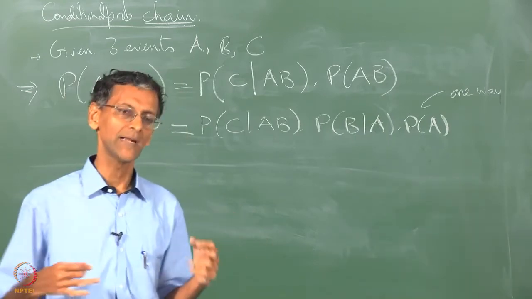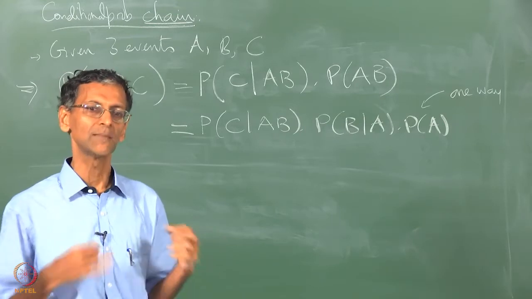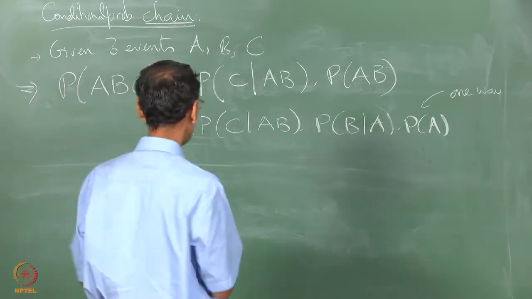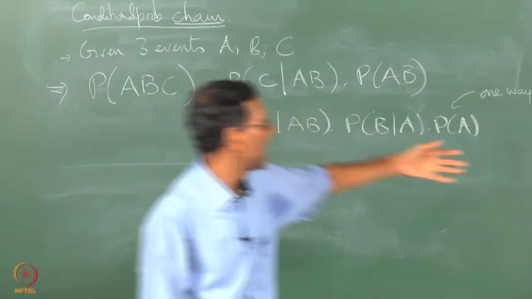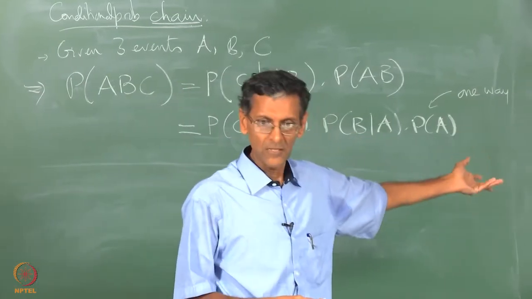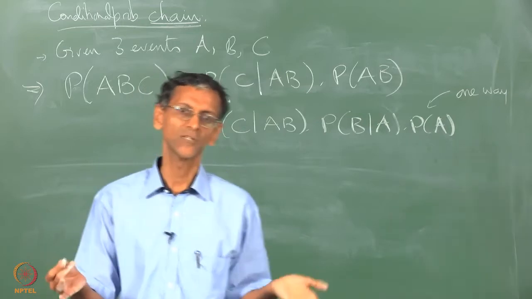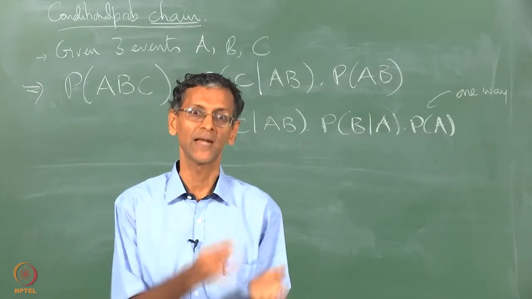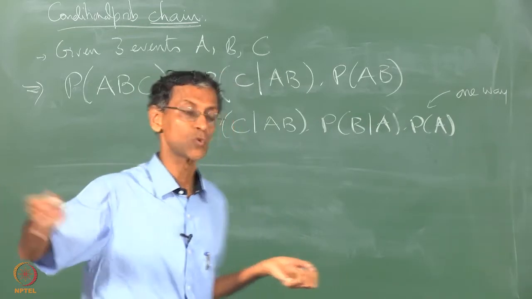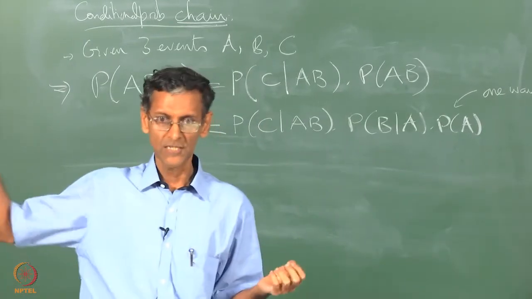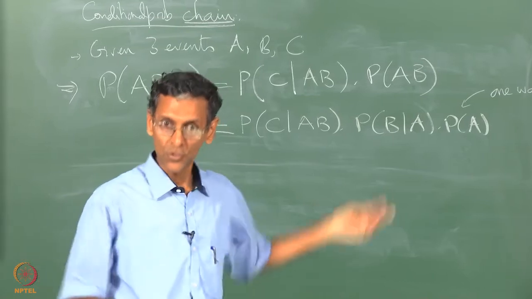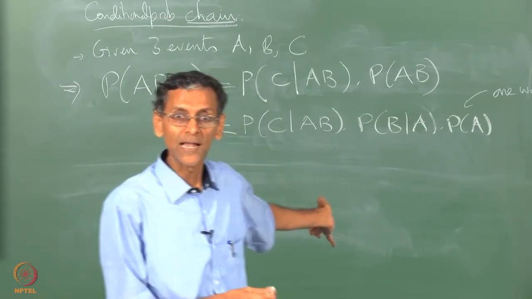This property becomes very important in the analysis of sequential events. In the discussion prior to this, we had only two-stage randomness. If you have more than two-stage randomness, like three successive things happening, you can use this to analyze that.